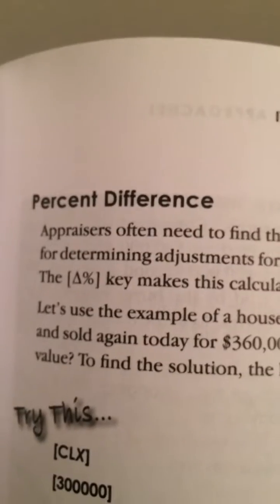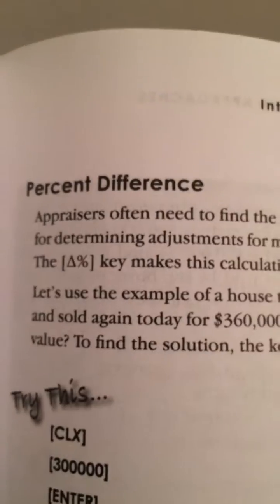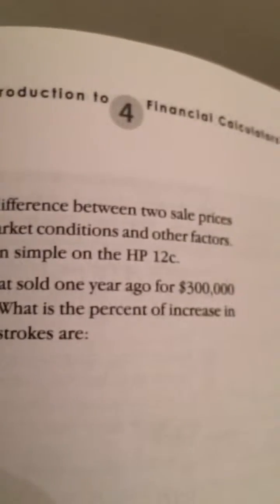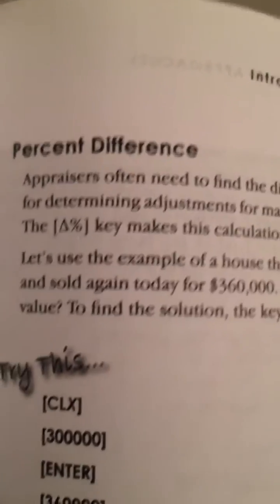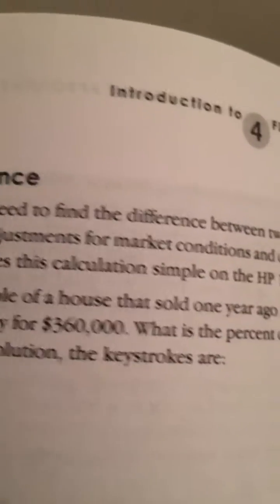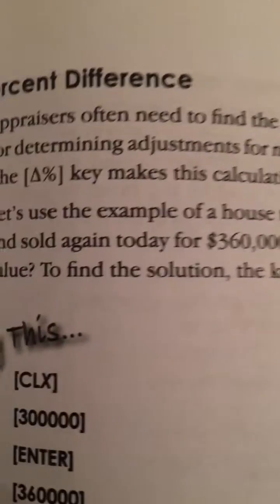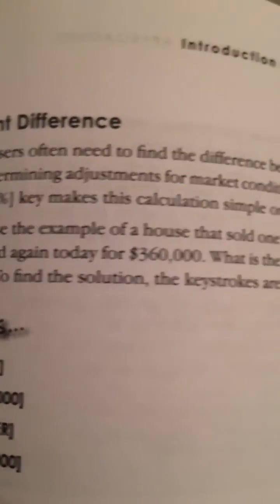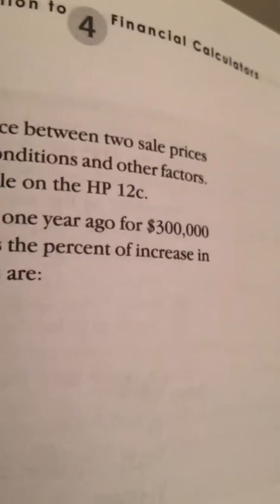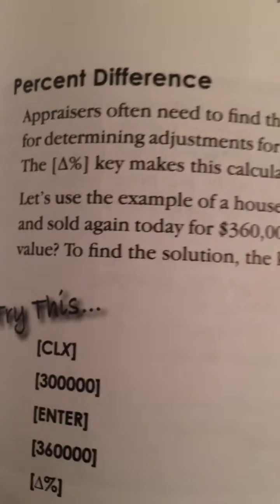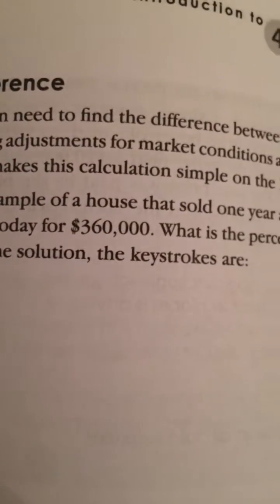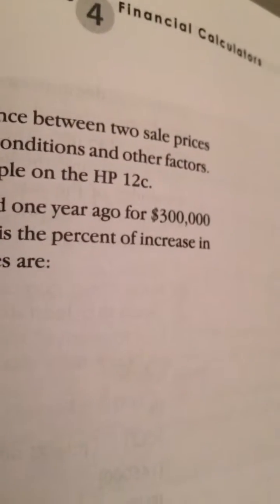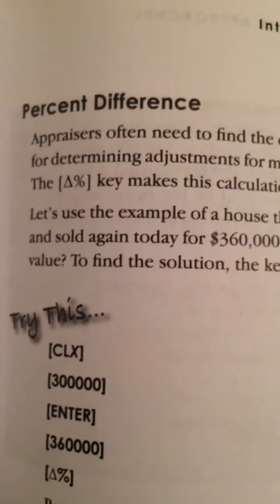Page 131. Percent difference. Appraisers often need to find the difference between two sale prices for determining adjustments for market conditions and other factors. The triangle percent key makes this calculation simple on the HP 12C. Let's use the example of a house that sold 1 year ago for $300,000 and sold again today for $360,000. What is the percent of increase in value?